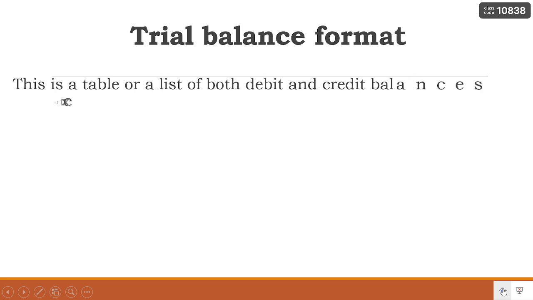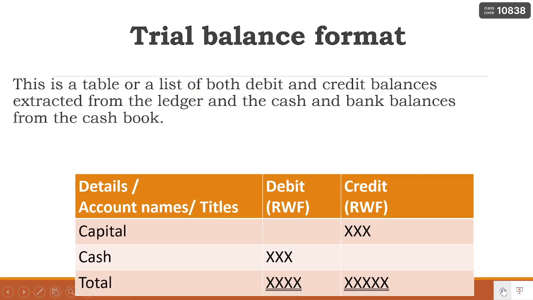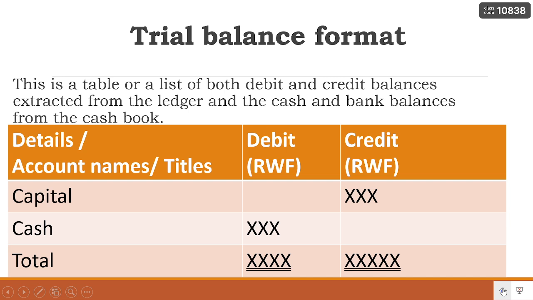The trial balance format, if you remember it from our previous sessions, has three columns. The first column is of details, account titles, or account names, whatever you like. Then the second column is of debit, and this column accommodates all the debit balances from ledgers. And lastly we have the credit column, which accommodates all credit balances from the ledgers.